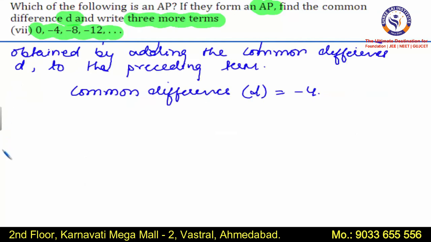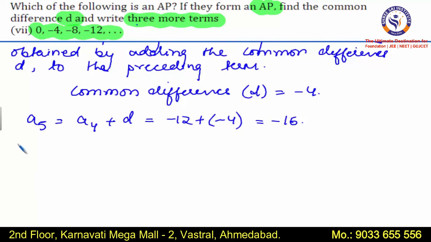Therefore, let us now find out the fifth term, since we are already given the 4 terms and we have to find the next 3 terms. So the fifth term is given by the sum of the fourth term and the common difference. The fourth term is minus 12 and the common difference is minus 4. So this is equal to minus 16.